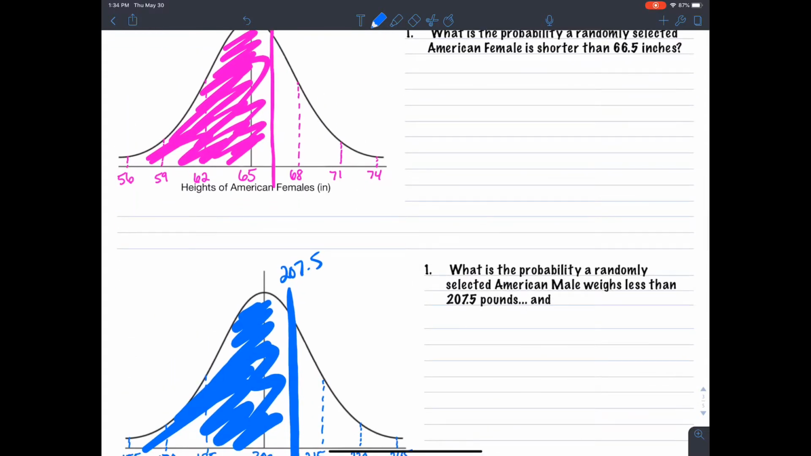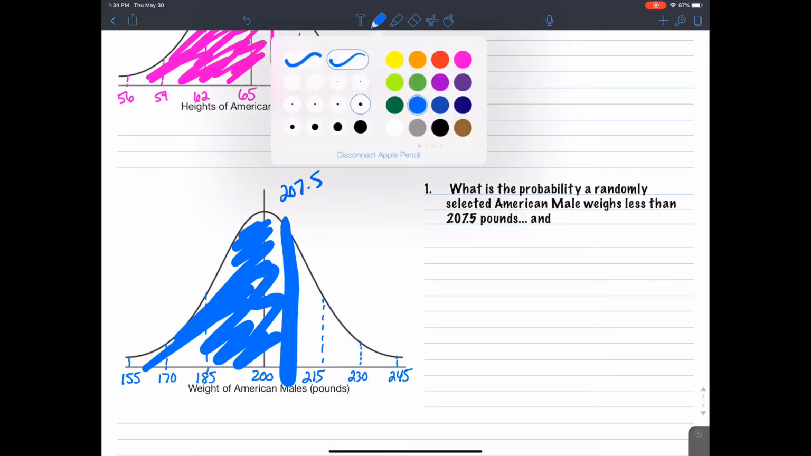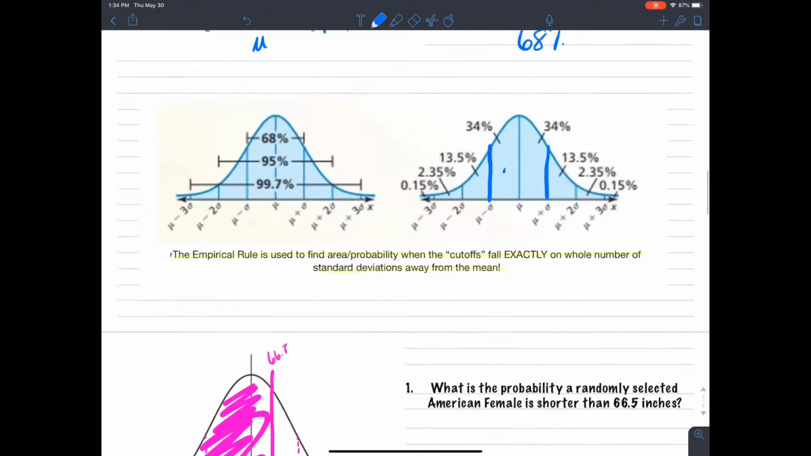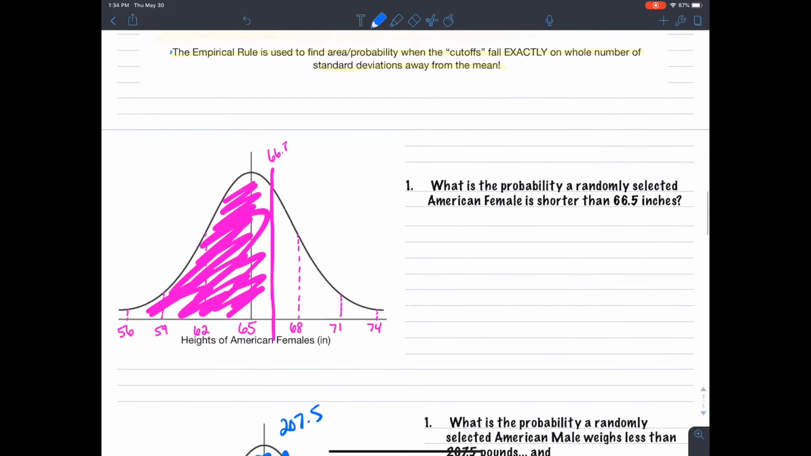But again, what I notice, I'm just going to move that line over a teeny bit. I just want to make it a little more accurate. But what I noticed, though, is, again, with that, I can't find it. I can't go to this reference because my border isn't exactly on a whole number of standard deviations.